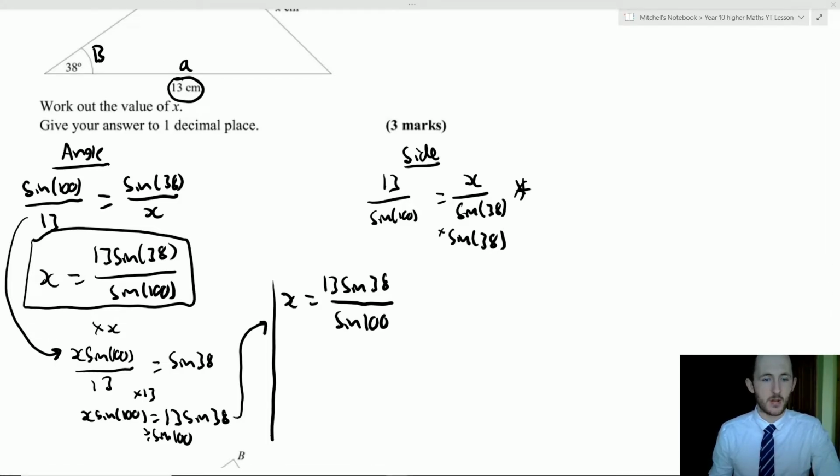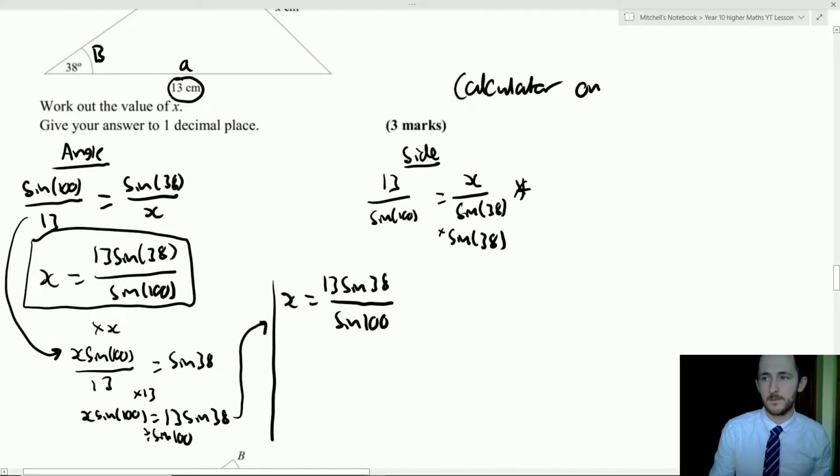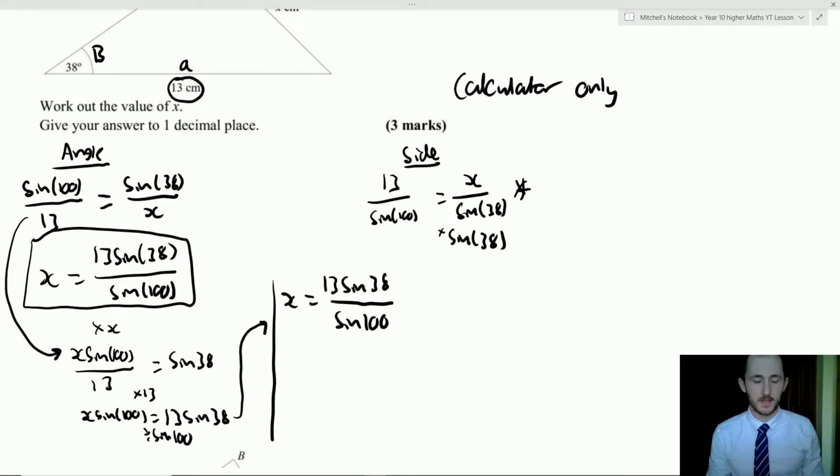So the value of sine 100, will they ask it in the GCSE? You won't ever have to do it in your head or anything like that. So what you'll do is you use a calculator. So the sine rule is going to be calculator only. In terms of the ones that you have to know, sine 100 isn't one of them. You need to know 45 and 60 and 90. But yeah, perfect. So either way you want to rearrange it is perfectly fine. You can either do it the side way or the angle way. It doesn't make a difference.